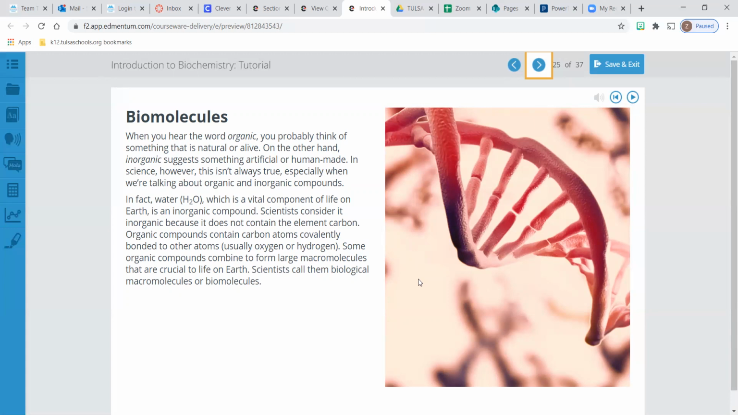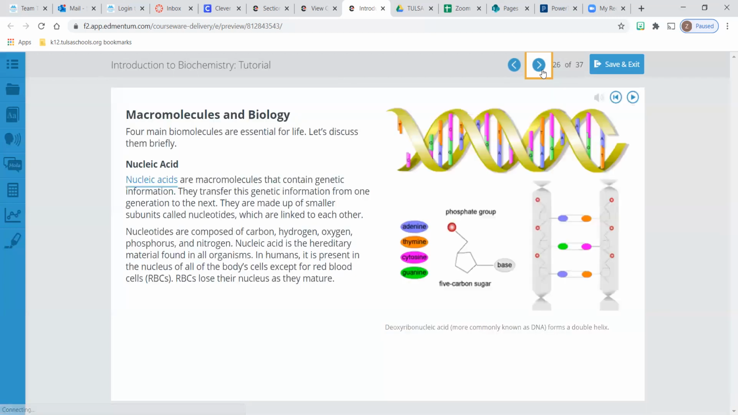Some organic compounds combine to form large macromolecules, macro meaning big, so big molecules that are crucial to life on Earth. Scientists call them biological macromolecules or biomolecules. So life molecules. There are 4 main biomolecules that are essential for life.